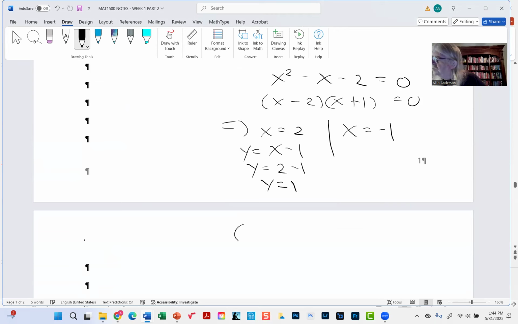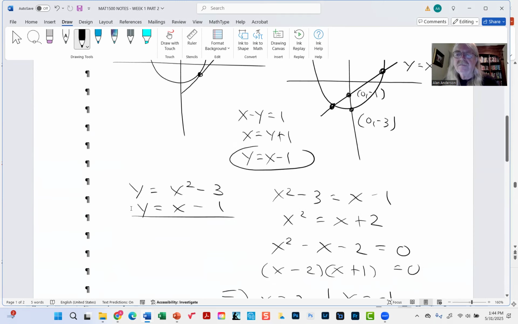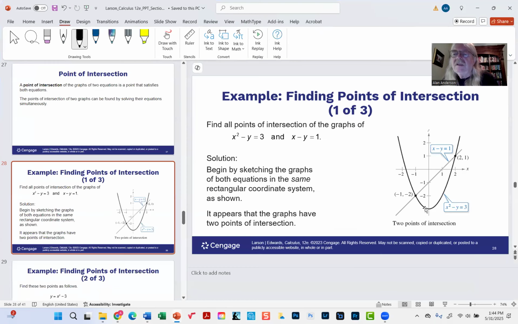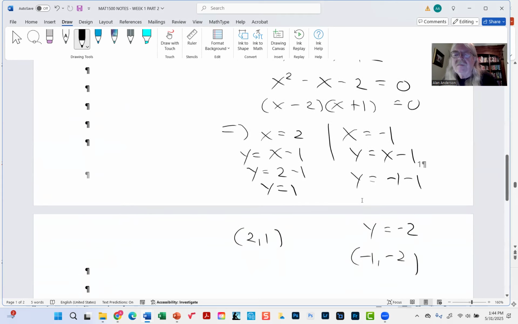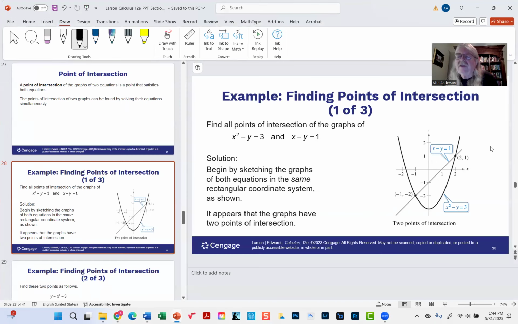Okay, so one of the 2 points of intersection is (2, 1). And over here, the point (-1, -2) is the other point where these 2 curves or functions intersect each other. Now my graph isn't drawn as well as it might be, so let's look at theirs. (2, 1), (-1, -2). Perfect. Really it was just a simple matter of setting them equal to each other.